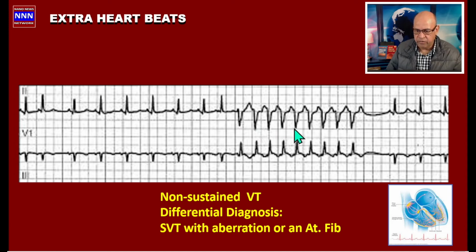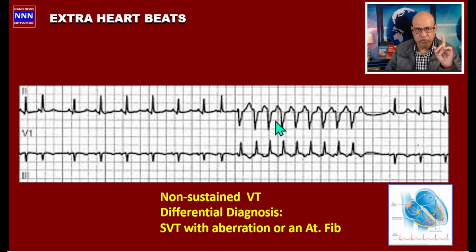because they can give you a rhythm which looks very different, with RR intervals varying from cycle to cycle, a wide QRS tachycardia in the presence of a rhythm which you don't know what it is because you don't see the definite P waves. If you have an irregular RR cycle here, if you have an irregular RR cycle here, chances are you're dealing with atrial fibrillation with aberration.